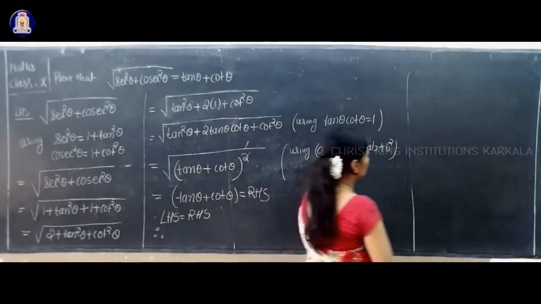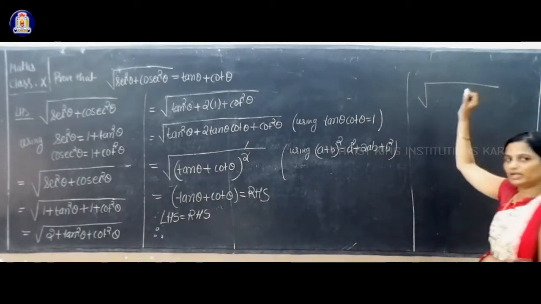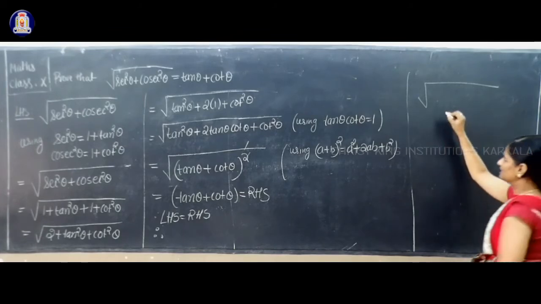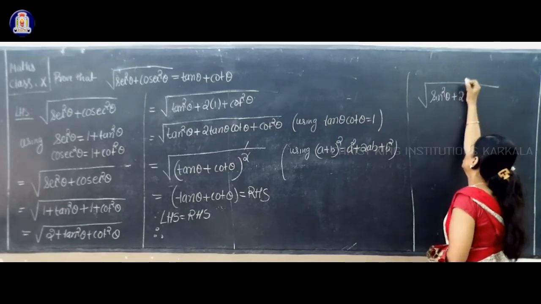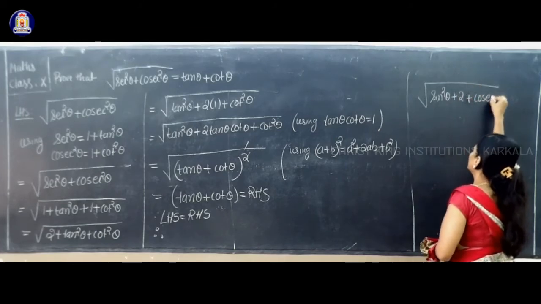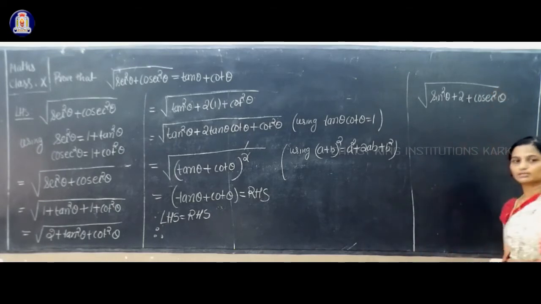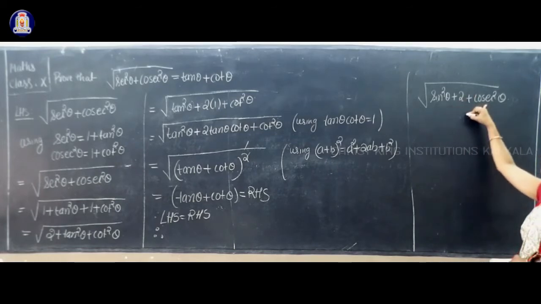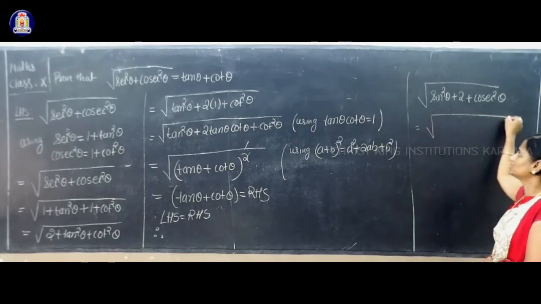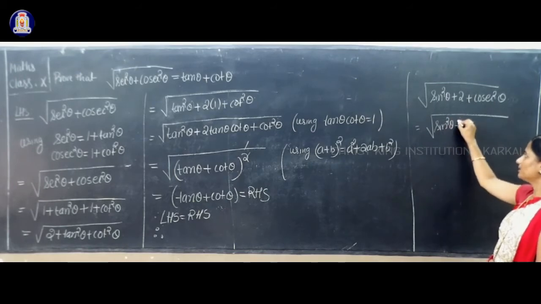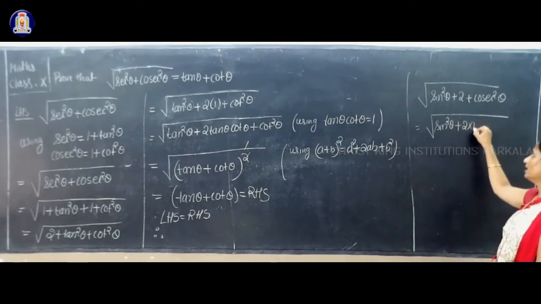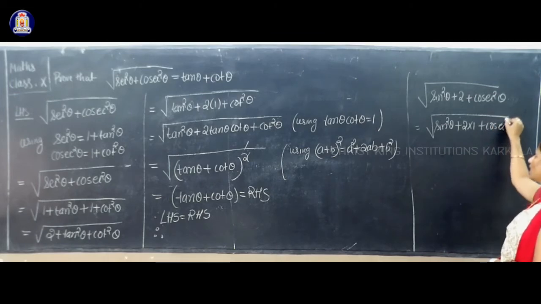Next, I will give a similar type of question here. This also I explained in the previous class. Suppose it is sin square theta plus 2 plus cosecant square theta. What will be your further simplification, and tell me what is your answer? The answer is sin theta plus cosecant theta, right? So how can we simplify this further? How to remove this square root? It is sin square theta plus 2 into 1 plus cosecant square theta, right?